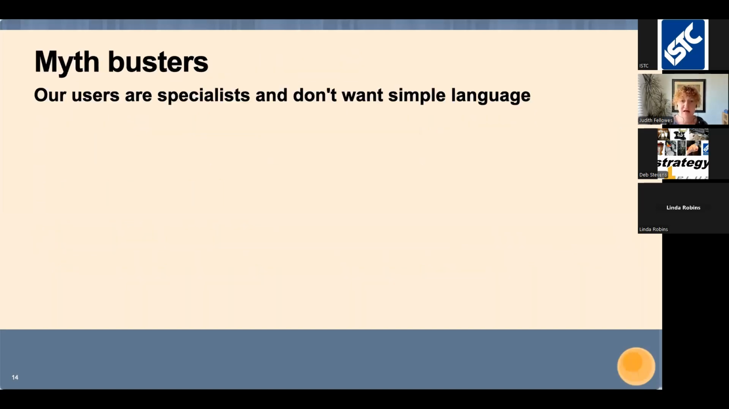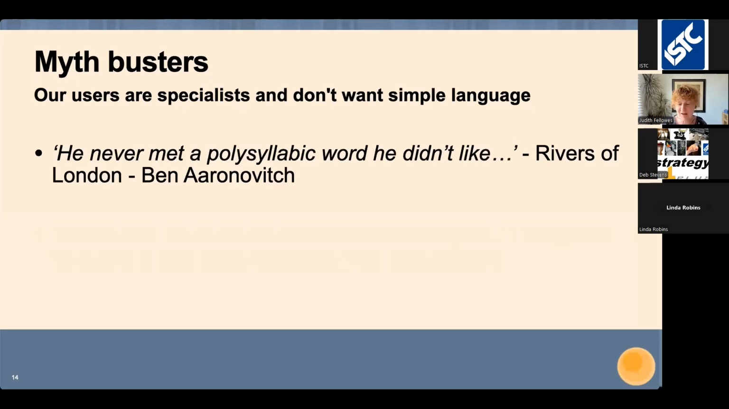So let's look at a few mythbusters. First one: our users are specialists and don't want simple language. I quite like this from Ben Aronovich: he never met a polysyllabic word he didn't like. I think it was talking about some kind of 19th century book on magic, but we all know authors like that. Probably anybody who studied academically 20, 30 years ago, all academic books were like that. It was like they'd all swallowed the dictionary.